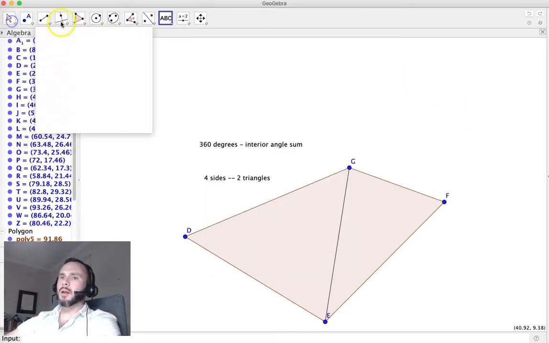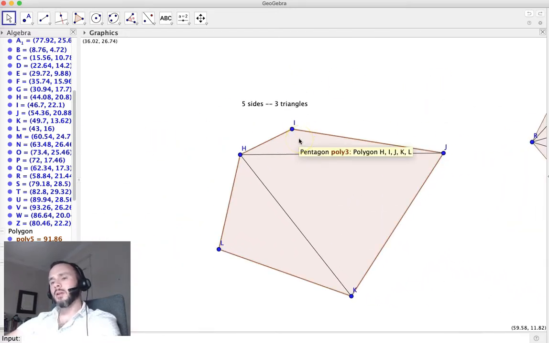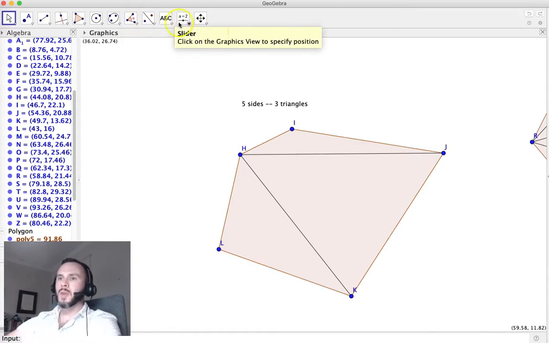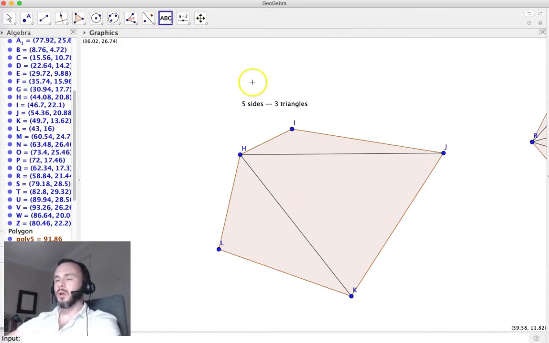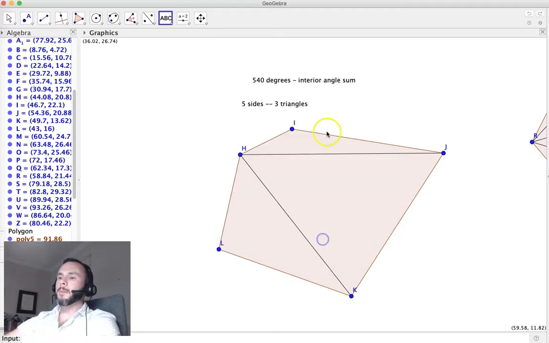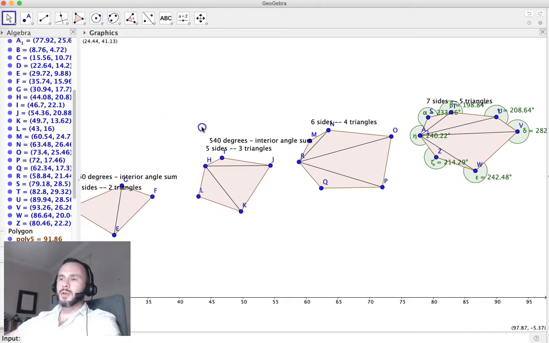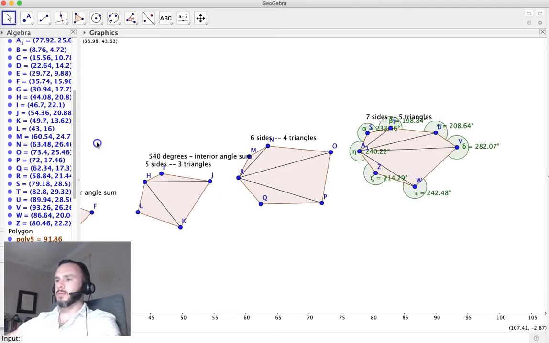And now we've got this pentagon. That triangle has 180, that triangle has 180, that triangle has 180. So you can kind of see where we're going with this. It's going to be 3 times 180, which is 540. So what you're seeing here is this. Let's look at the whole picture now. What you're seeing here is this.